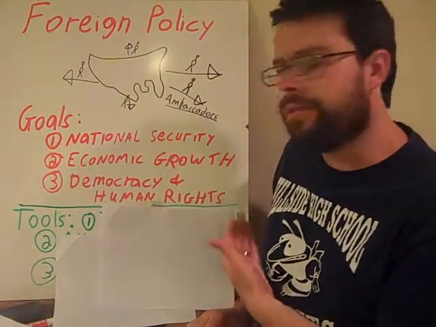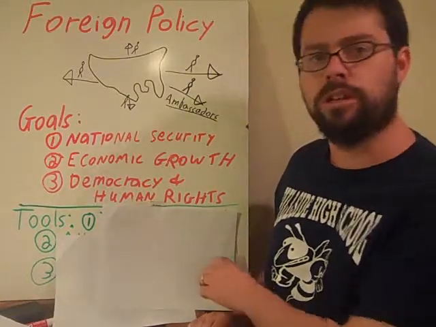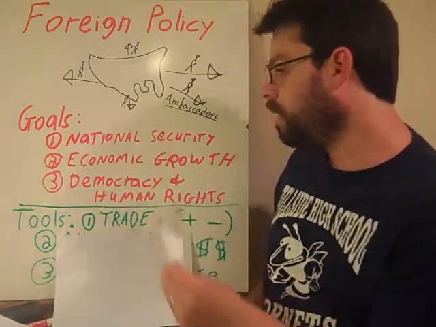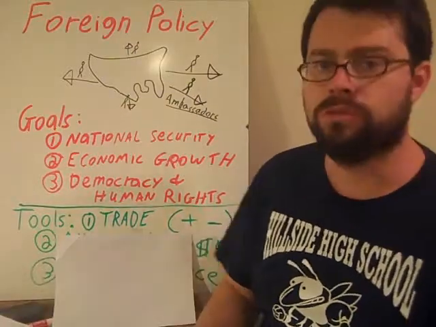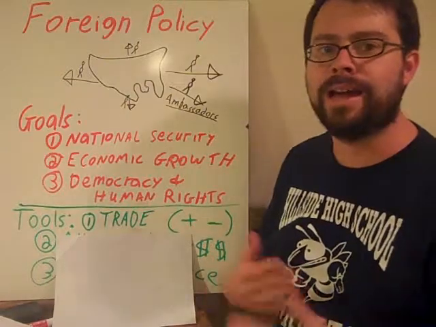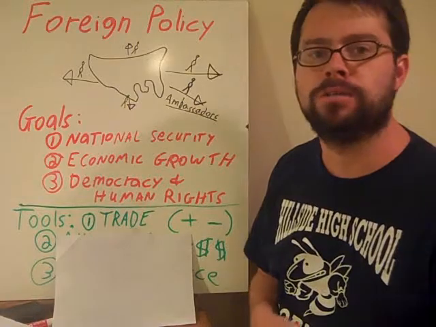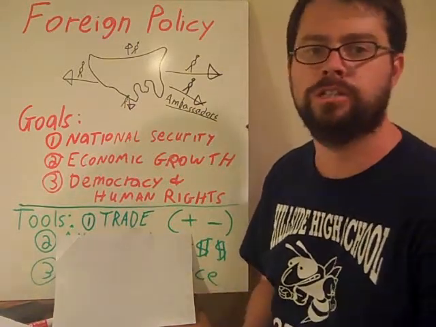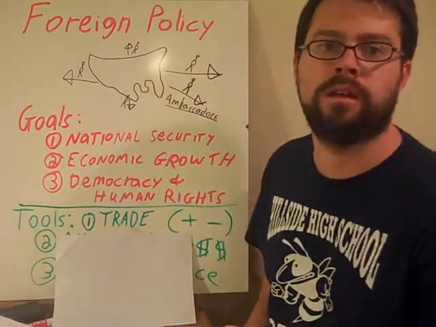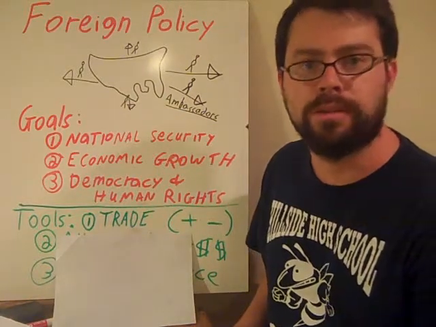So we know now we have these goals in foreign policy: national security, economic growth, and democracy and human rights. Next question is, how do we accomplish these goals? One of the main things that we do to achieve our foreign policy goals is we use economic means. So these can be, I've put a plus and a minus sign, because we can use carrots or positive incentives for countries to work with us, or we can punish countries economically if they're not meeting the goals of our foreign policy. Let me give you an example of each.